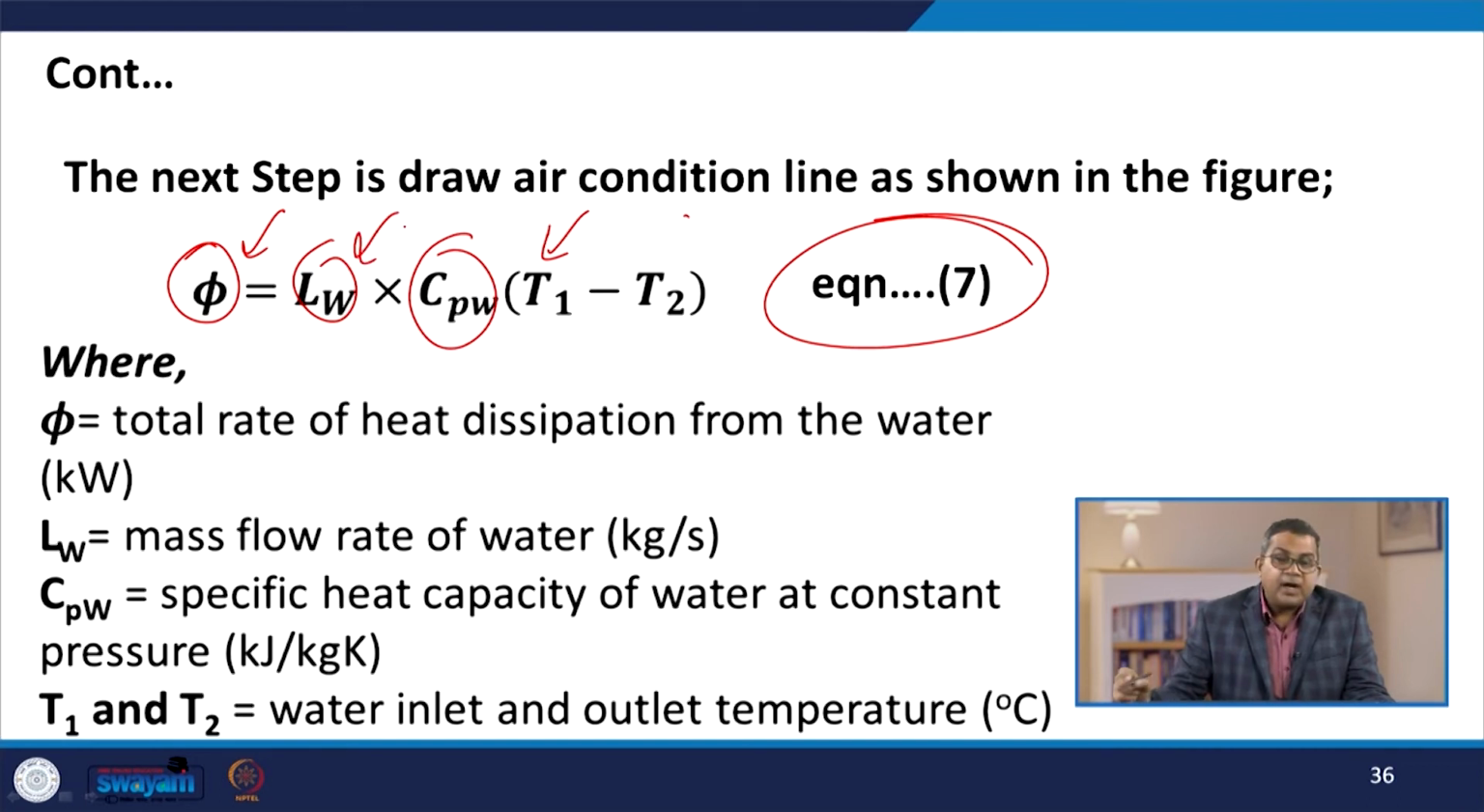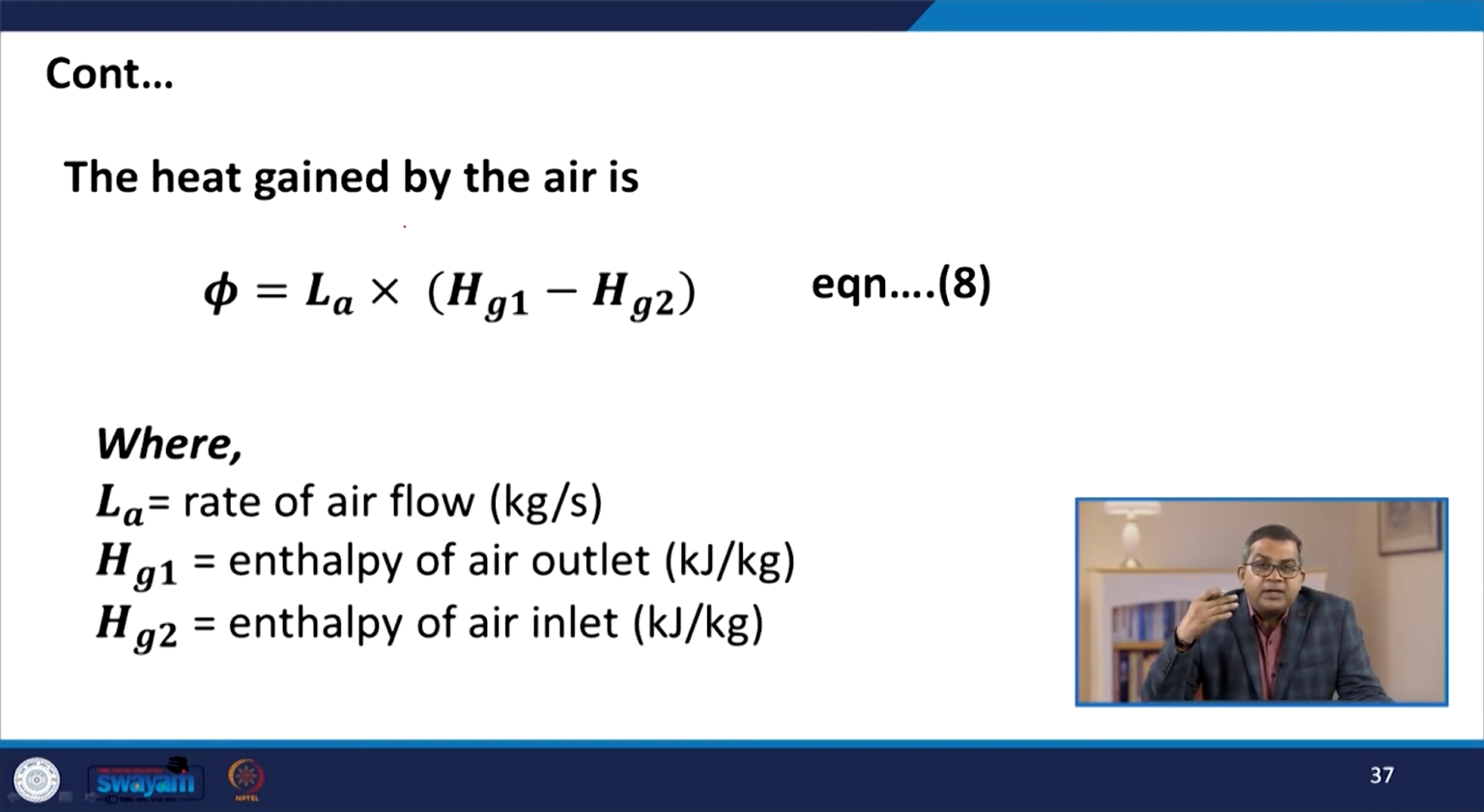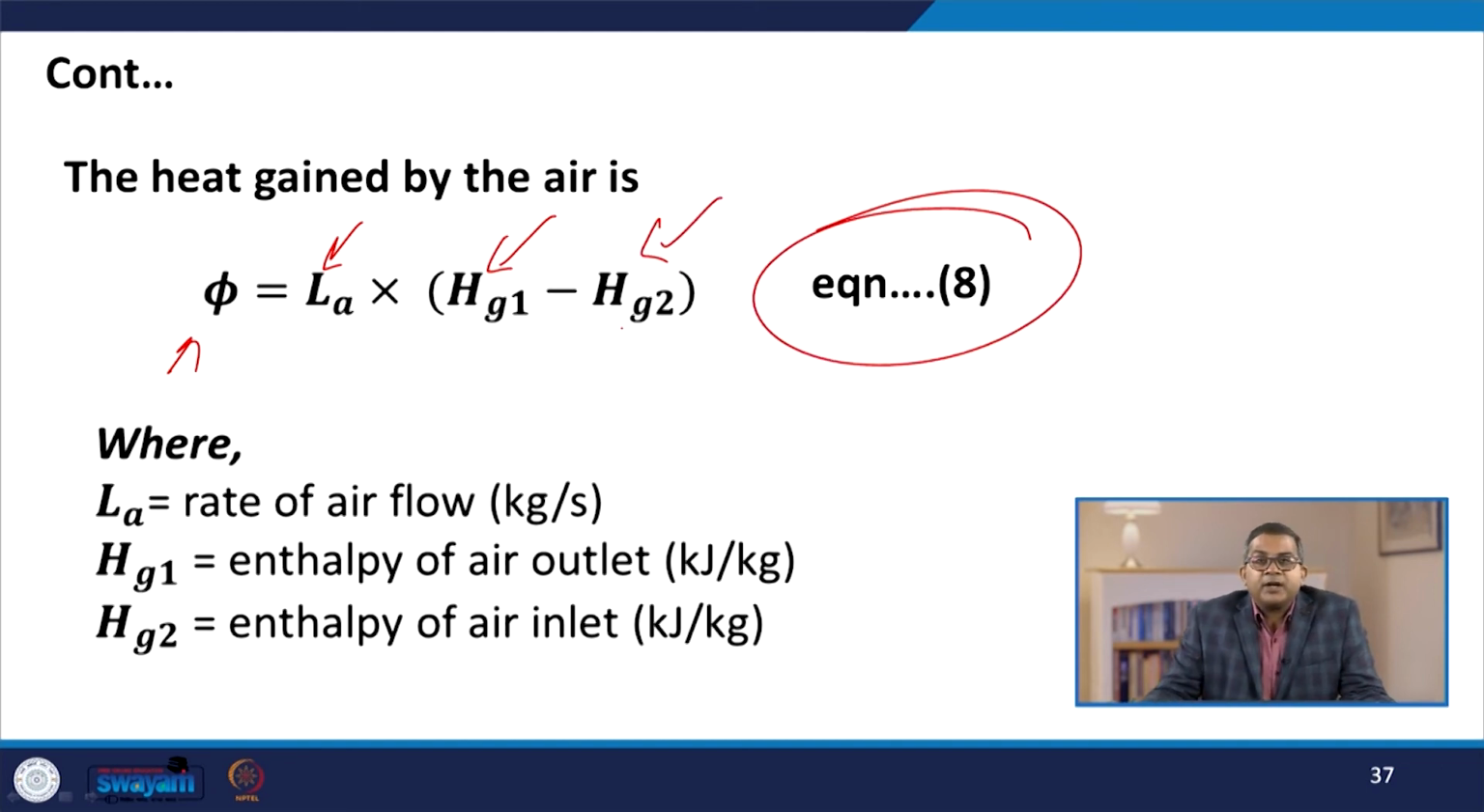Lw is the mass flow rate of water, in kilogram per second, and Cpw is the specific heat capacity of water at constant pressure, that is kilojoule per kilogram Kelvin, and T1 and T2 are the water inlet and outlet temperatures. Obviously, they are represented in degrees Celsius. So, the heat gained by the air is phi is equal to LA into (Hg1 minus Hg2), and that is equation number 8.